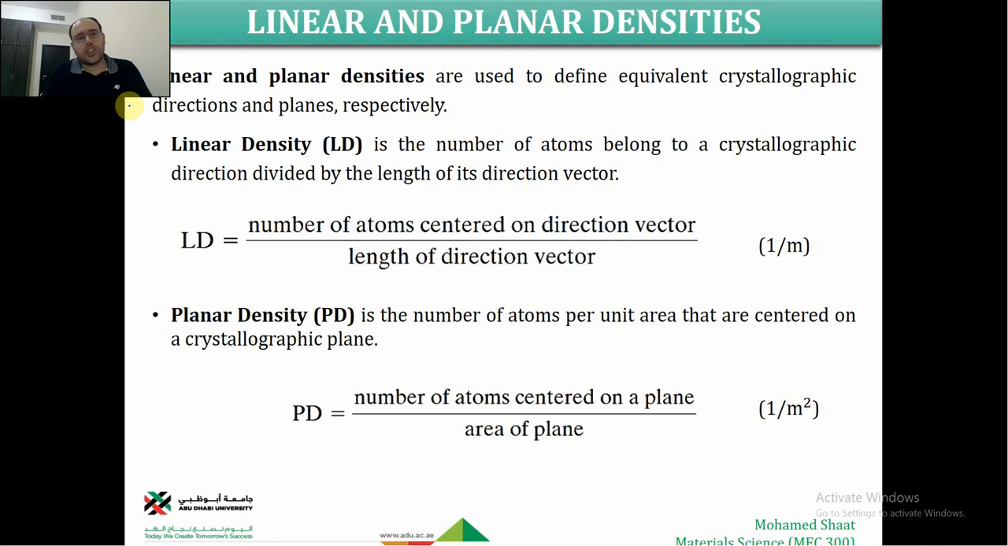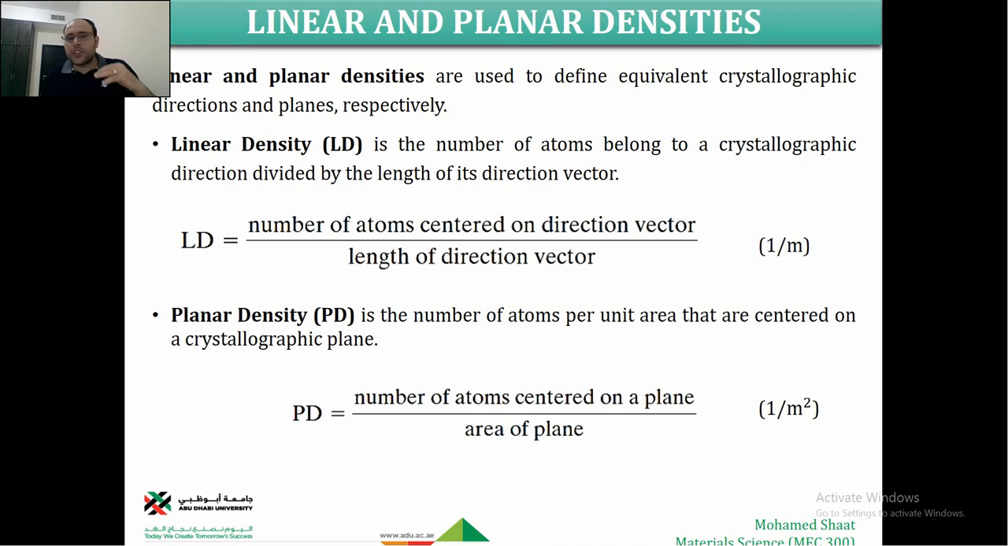The last thing that will be mentioned here is linear and planar densities. This is the last topic of chapter 3. What are these densities? We have discussed the theoretical density, how we can calculate it for a specific crystal structure depending on the atomic packing factor, the atomic arrangement, and the number of atoms inside the crystal structure, in part 1 of chapter 3. But this is a different thing.